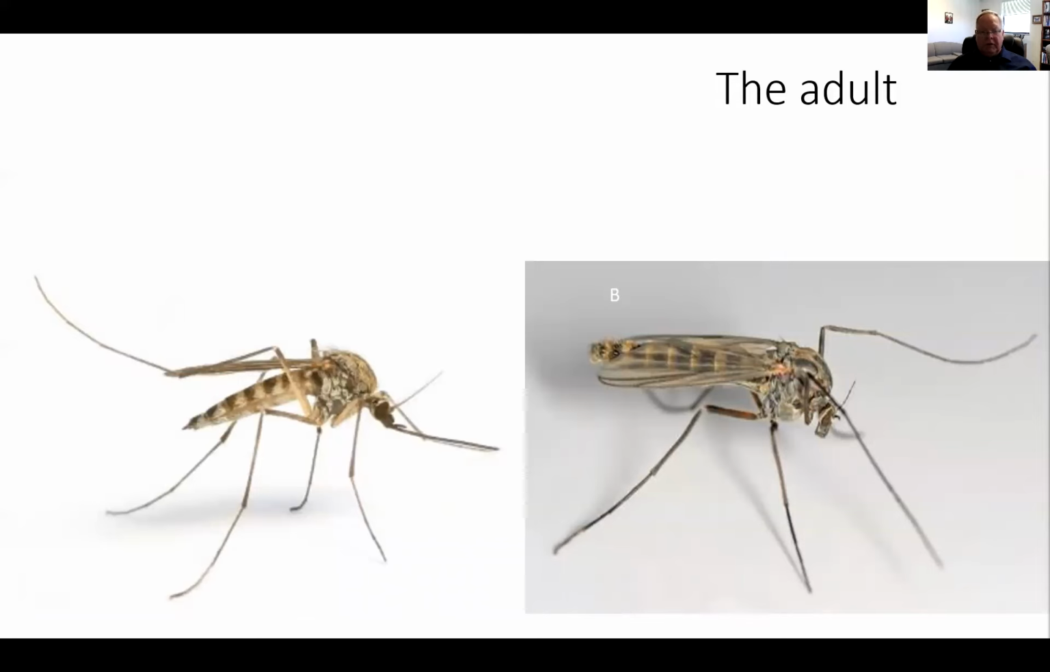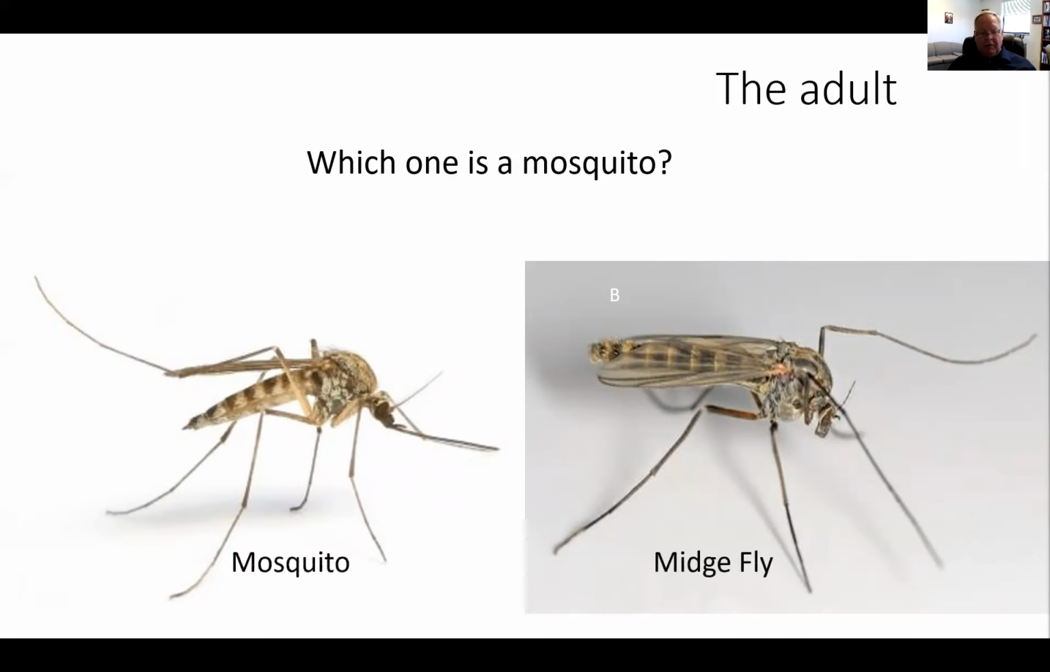So looking here at the adult mosquito, I've placed two different examples. The question is, which one is a mosquito? Because one is a mosquito and one is a midge fly. Hopefully you can tell whether it's A or B. Obviously A is the mosquito because of the proboscis, the needle-like structure that's coming out of its head, where the midge fly doesn't have one.